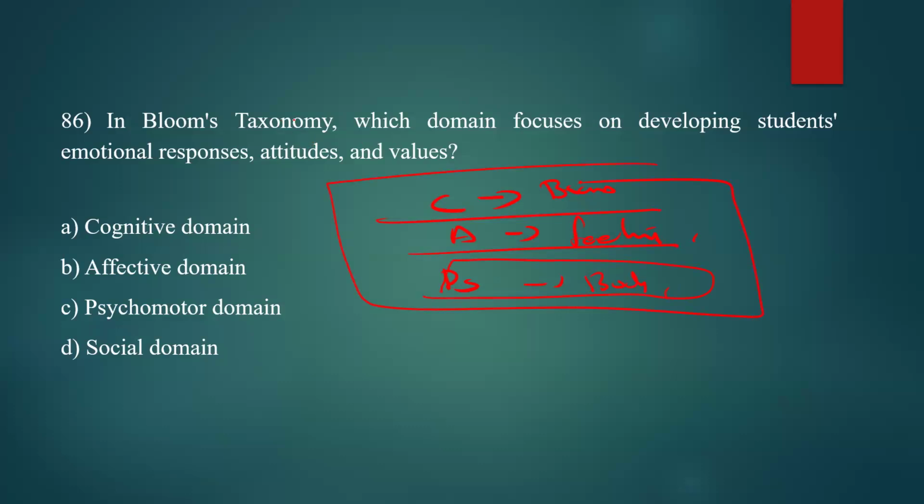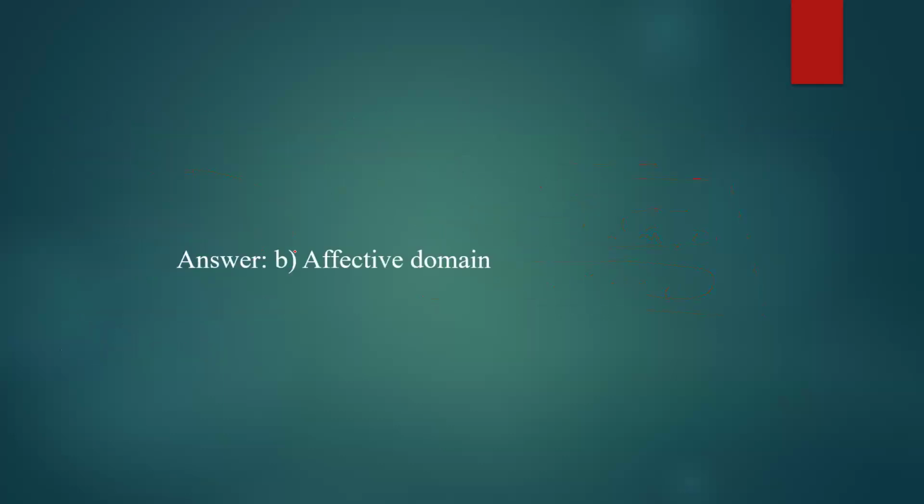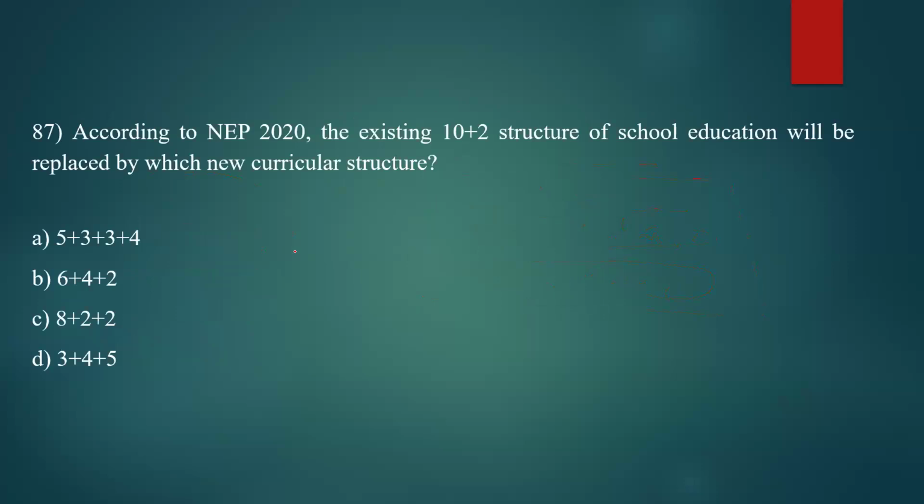So the question is: in Bloom's taxonomy, which domain focuses on developing students' emotional response? Emotions come under which one? It's about feelings, so it comes under the affective domain. Next one.